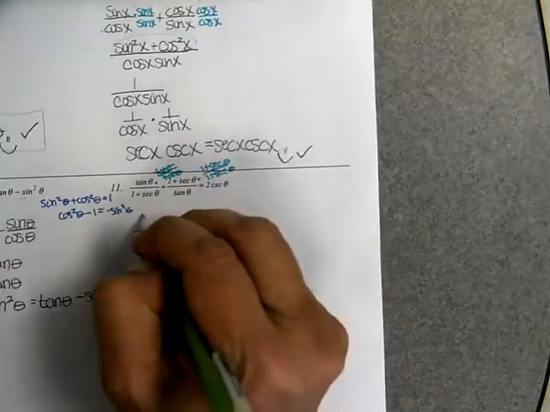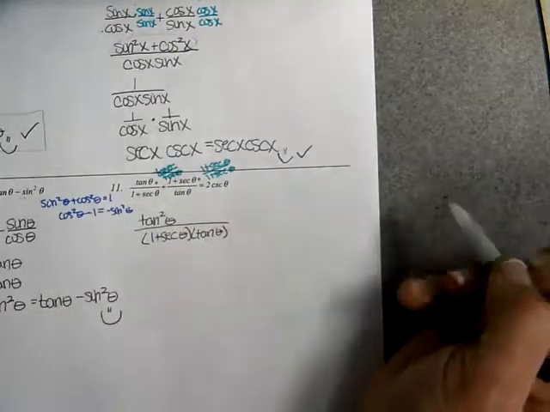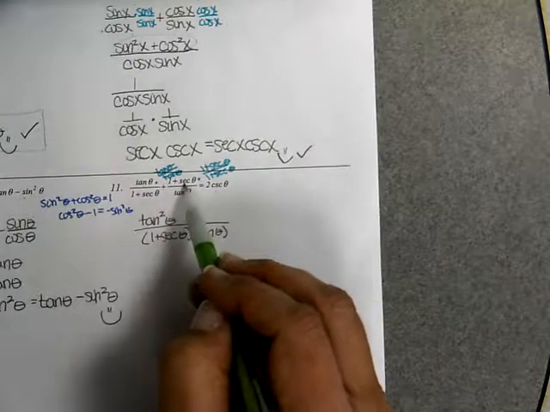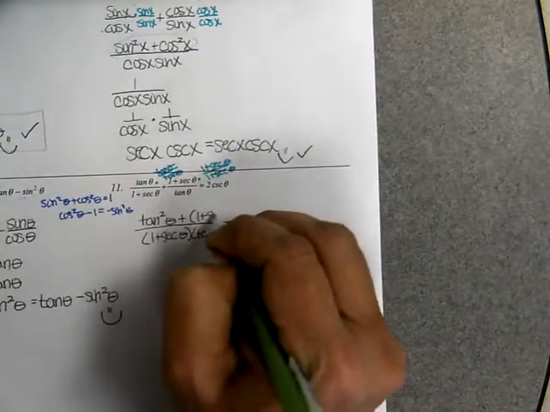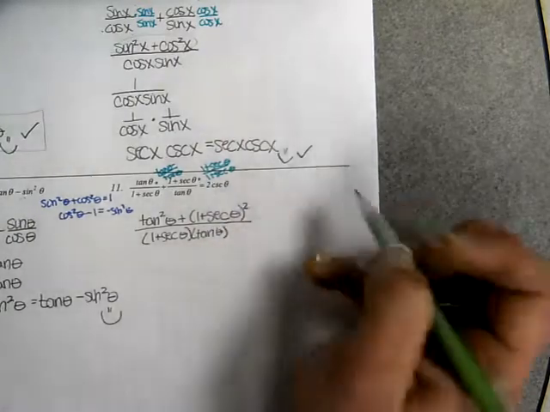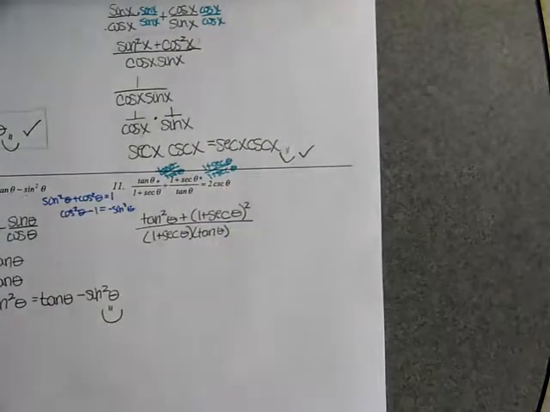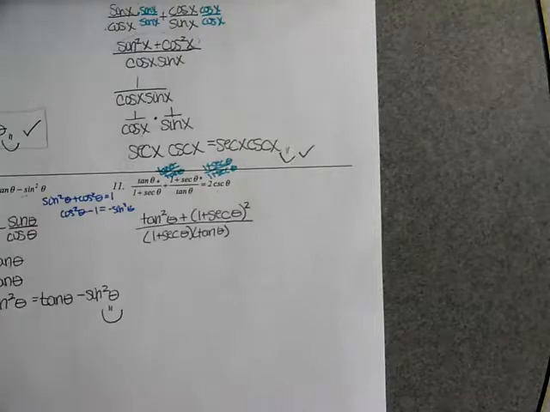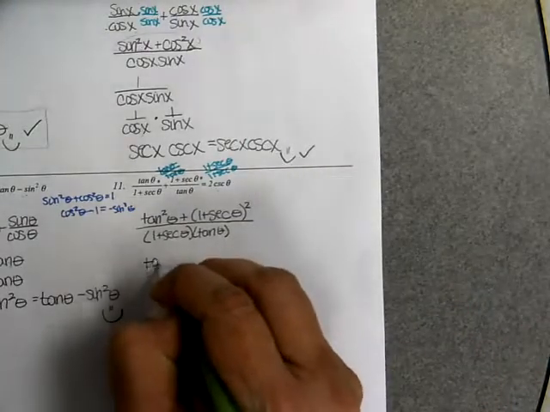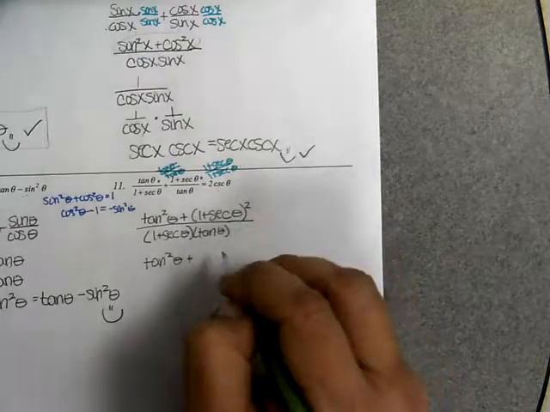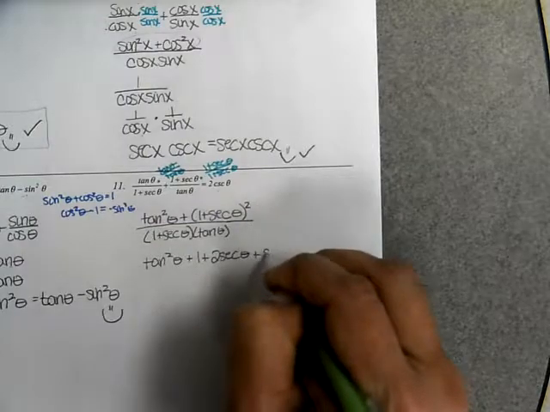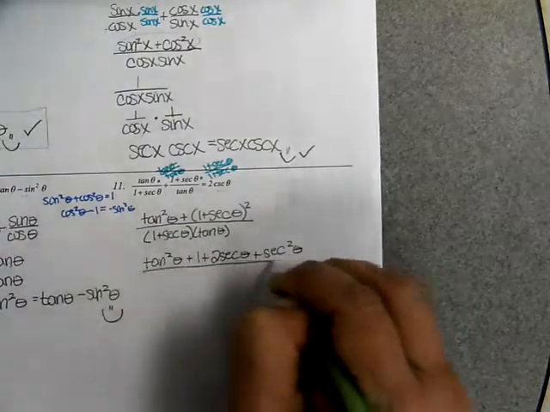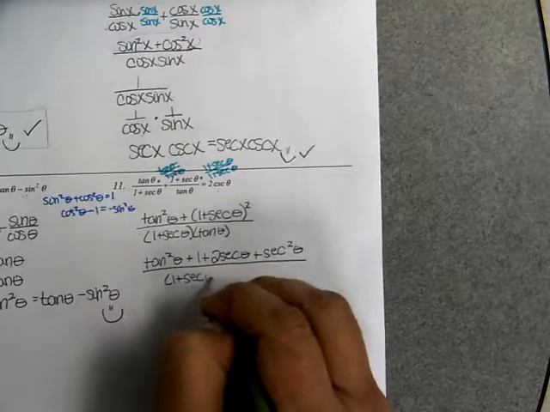So tangent theta times tangent theta would become tangent squared theta. And then we have 1 plus secant theta times 1 plus secant theta. You probably could FOIL that out in your head, but just in case, I'll write that out. So then here we have 1 plus secant theta squared. So again, let's multiply what that is out. We know that 1 plus secant theta squared is going to be 1 plus 2 secant theta plus secant squared theta, and then all over 1 plus secant theta tangent theta.